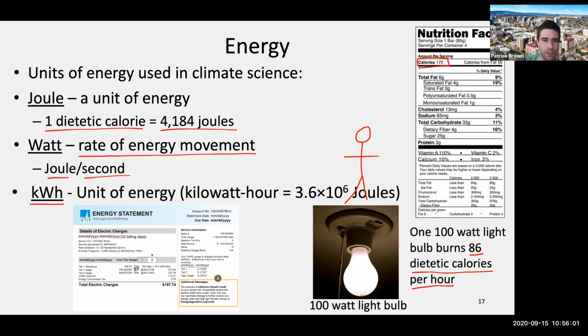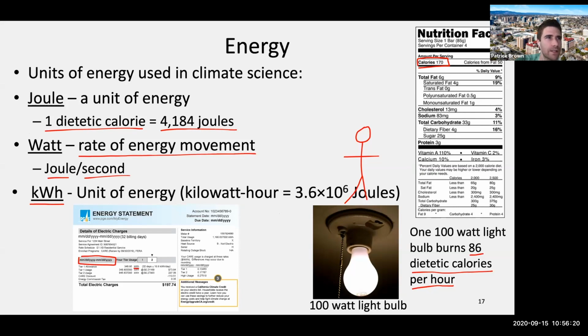And so when you see these kilowatt hours on your energy bill, that means just how much energy you consumed during that billing period. So over a month, how many joules you consumed. Watts tend to be what we use when we're talking about the energy budget.